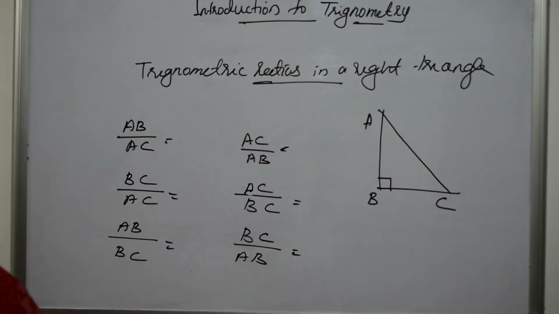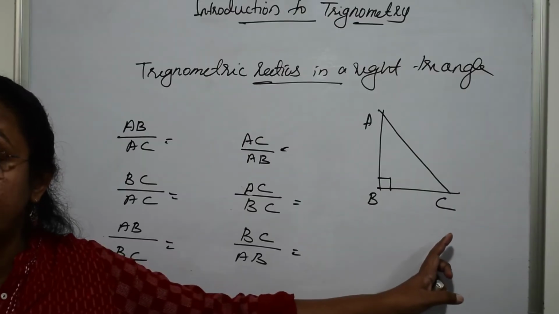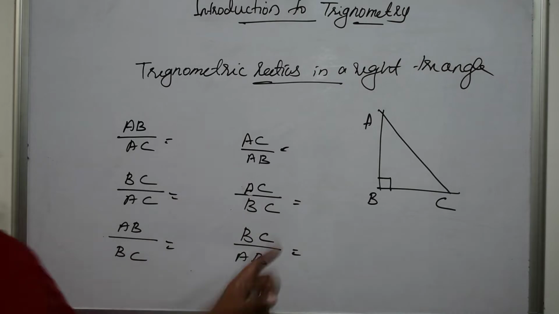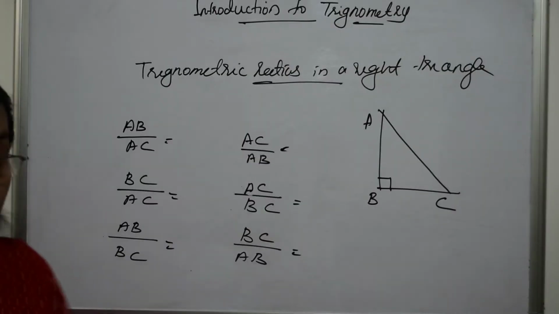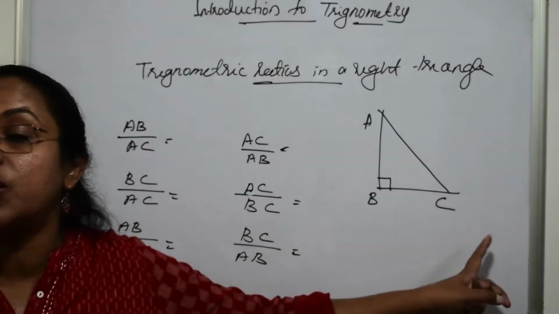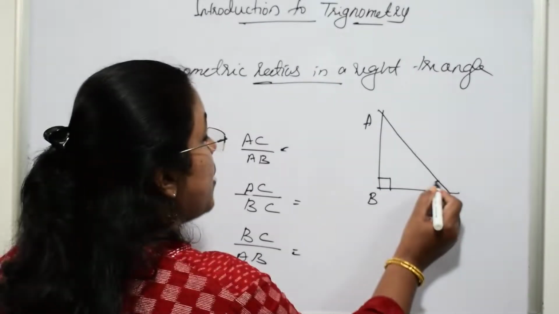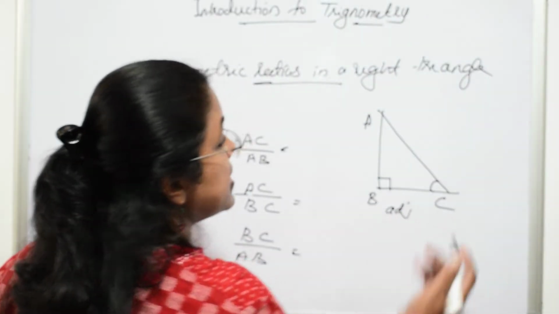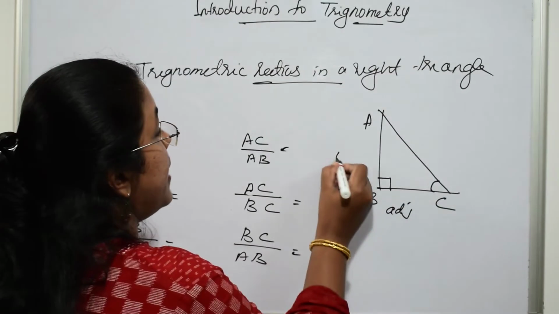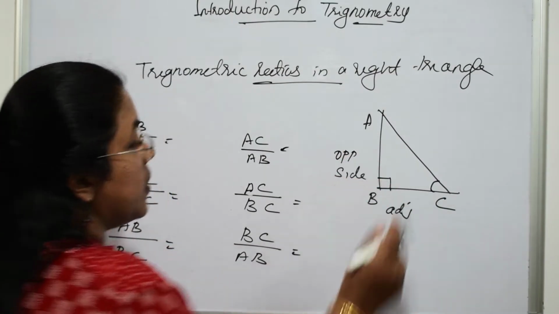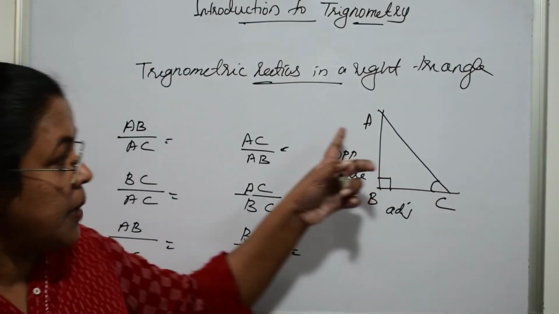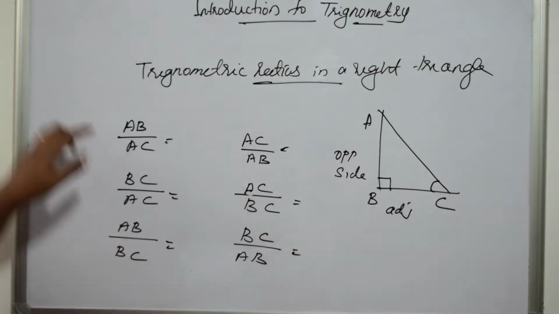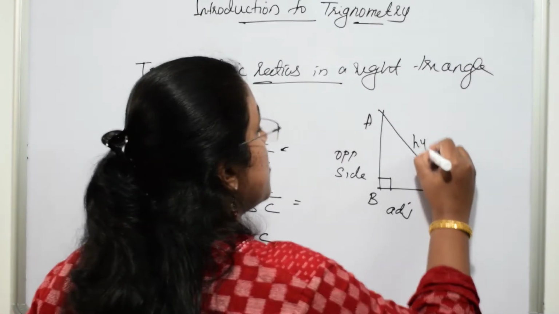These ratios are related to its acute angle in trigonometric ratios. Okay? This means these 6 ratios have their own names. We are going to connect these ratios with the acute angle C. With respect to angle C, we can name this side as the adjacent side and this side as the opposite side. And AC is the hypotenuse.